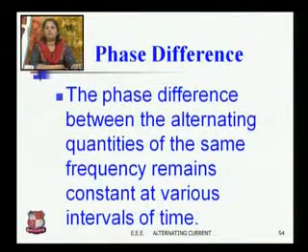Now if you consider alternating quantities having the same frequency, then the phase difference between these two alternating quantities remains constant throughout the time period. If the frequency of an alternating quantity changes, then the phase difference between the two quantities also changes. For constant frequency it will remain constant, but when you change the frequency of either quantity, the phase difference will change.